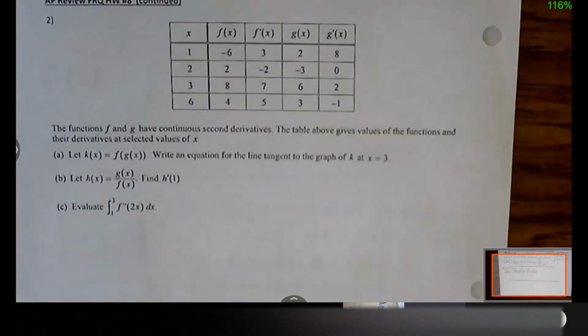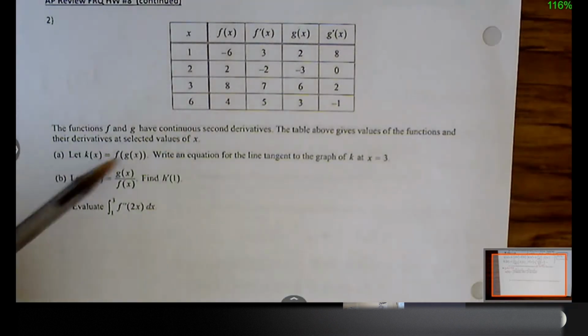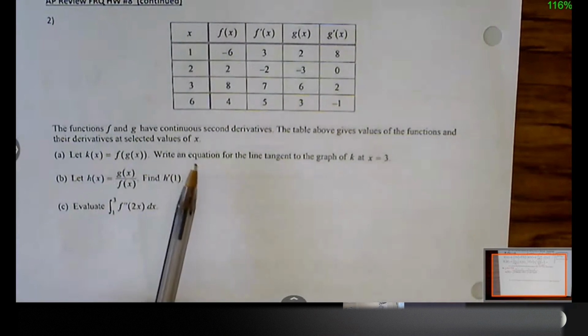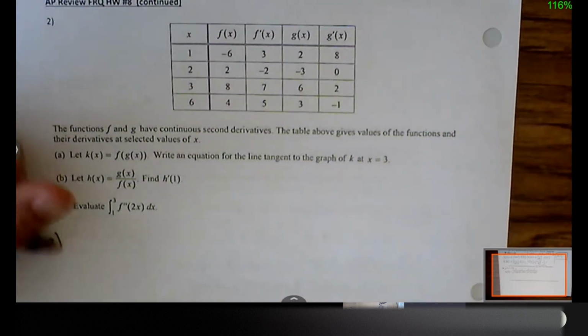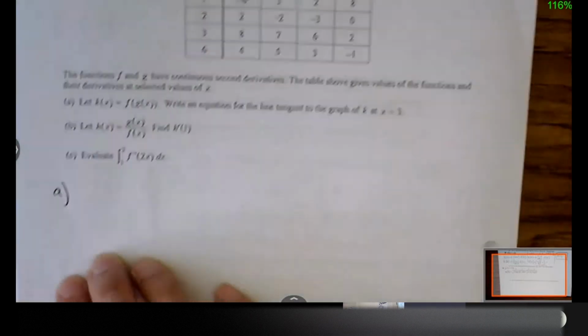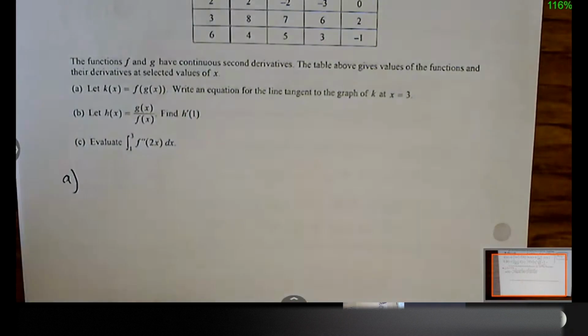Table of values, we have functions f and g that have continuous second derivatives. The table above gives values of the functions and the derivatives at selected values of x. Yeah, so very much the same. We're just going through chain rule like what we did in the previous problem. But now we have to find ordered pairs and slope because we need to write the equation of the tangent line. Right, so recognizing the need for chain rule here.